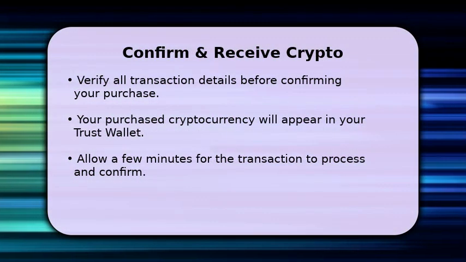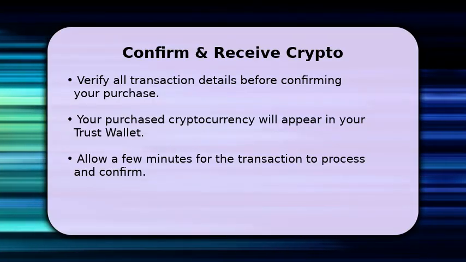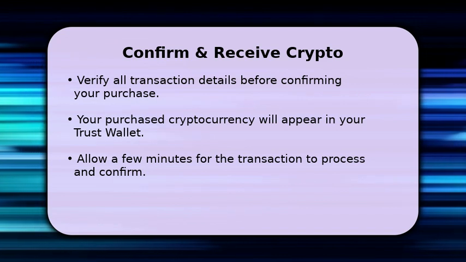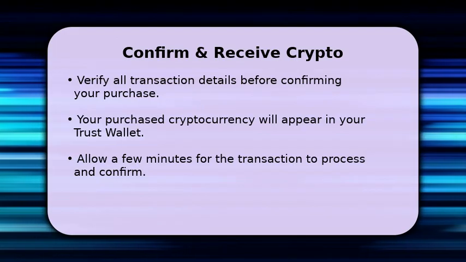After completing the payment through Google Pay on the third-party platform, it's crucial to confirm all transaction details. Double-check the amount and the cryptocurrency you are buying. Once confirmed, the purchased cryptocurrency will be sent directly to your Trust Wallet address. Please allow a few minutes for the transaction to process and for the funds to appear in your wallet. You've successfully used Google Pay to acquire crypto.